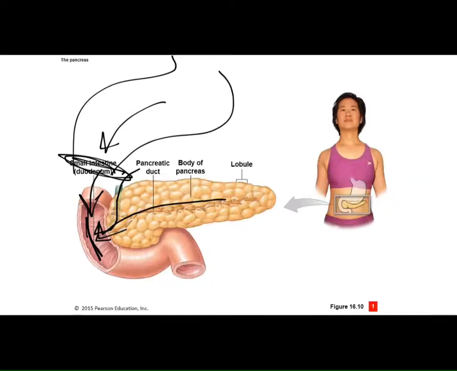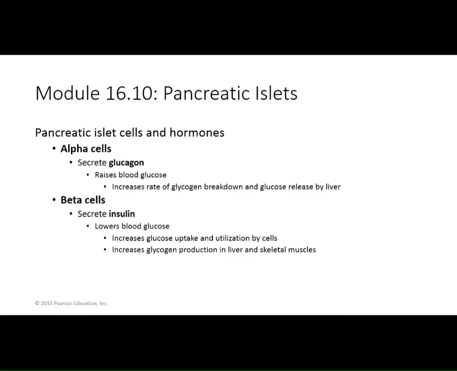The hormones, though, would not be released into the gut, would they? The hormones would be released into the bloodstream. So these islets of Langerhans will be dumping their hormones into the bloodstream and going through the vascular system. Now these little islets have different cells in these little clusters. There are alpha cells and beta cells. So not too bad. The alpha cells make glucagon. The beta cells make insulin.